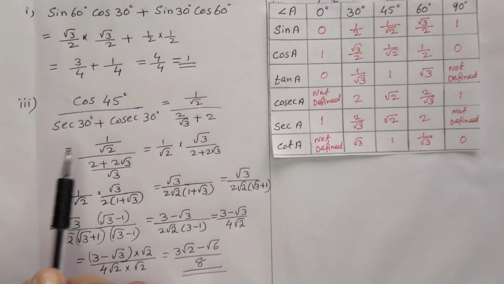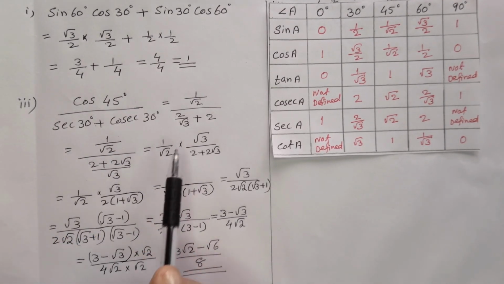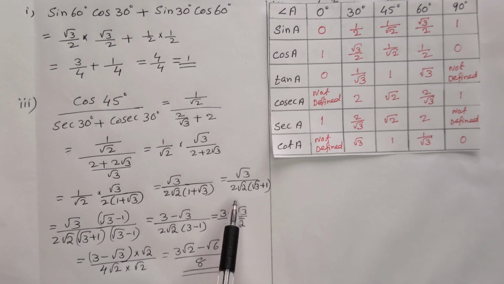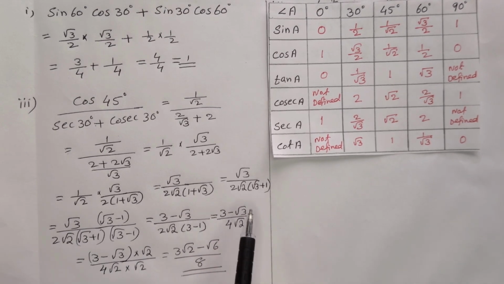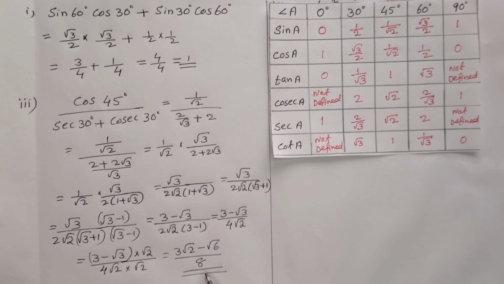So put the values of the corresponding ratios, and then simplify, then rationalize the denominator. Here first we rationalized this bracket root 3 plus 1 by multiplying with root 3 minus 1 up and down, and then after that root 2 is remaining in the denominator. So multiply up and down with root 2, and finally we will get the answer with the denominator without any irrational factor.